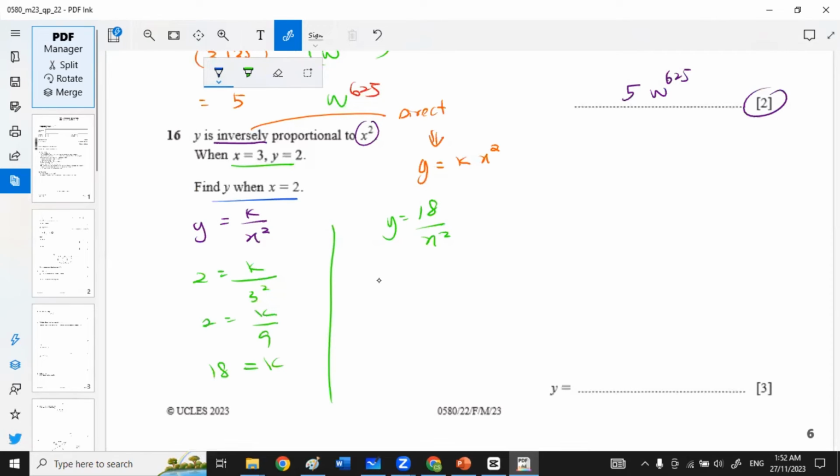Okay, so when x equals 2, y equals 18 over 2 squared, or equals 18 over 4. That will give you 4.5.